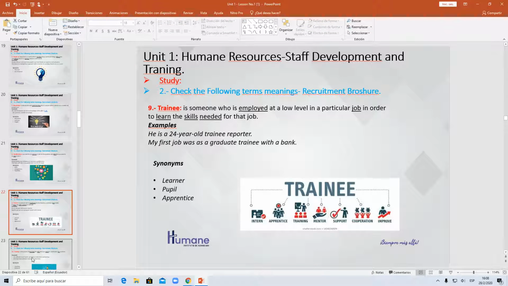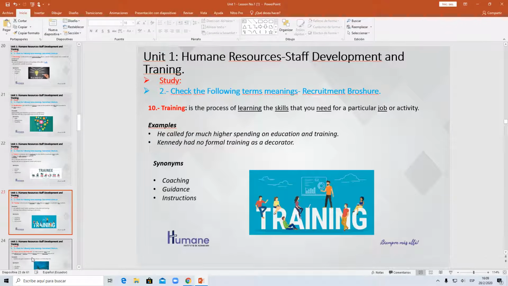Okay? Then we have the term trainee. Someone who's employed at a low level in a particular job in order to learn the skills needed for that job. Examples could be: he is a 24-year-old trainee reporter. My first job was as a graduate trainee with the bank. Trainee could be intern or apprentice. Words related to trainee are learner, pupil, and apprentice.